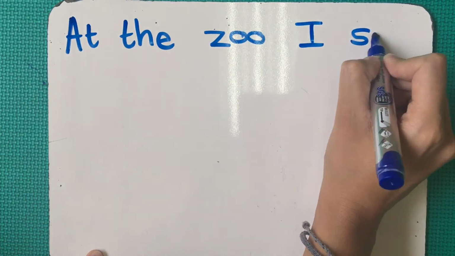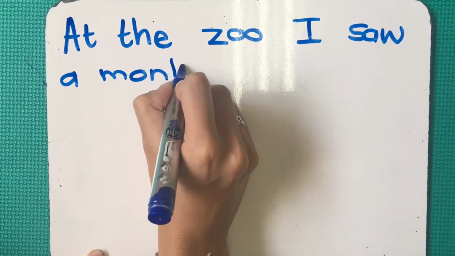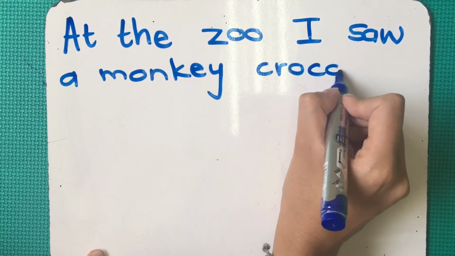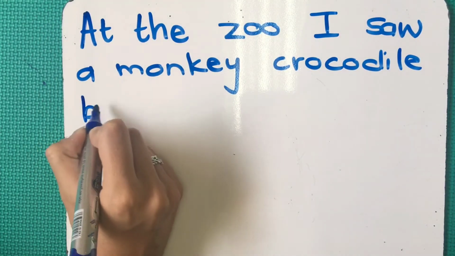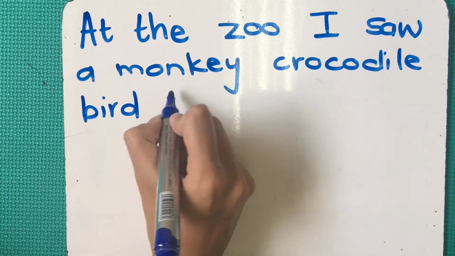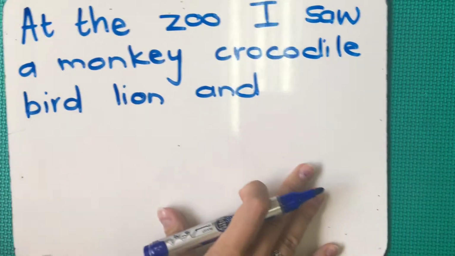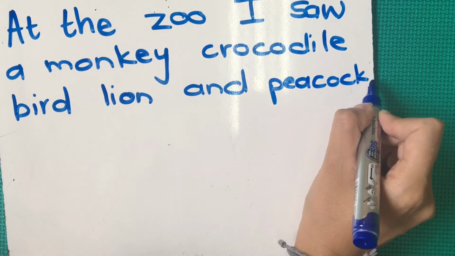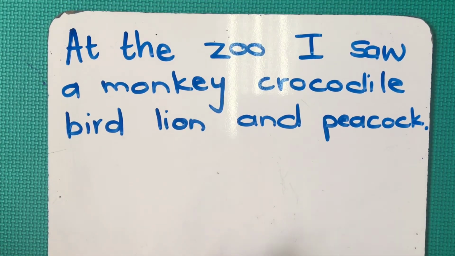I saw a monkey, crocodile, bird, lion, and peacock. End of sentence. Now, first what I need to do is find the place that I am making a list.